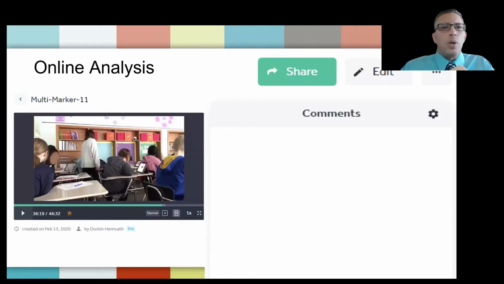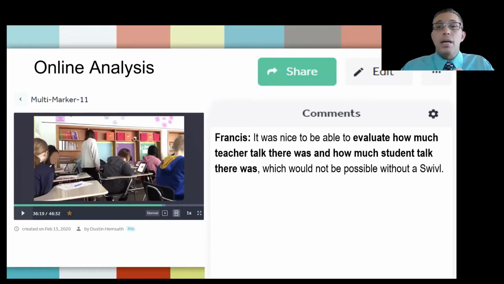Another situation was the use of the online tools, in which they gave some feedback to each other collaboratively. Francis liked how it evaluated how much teacher talk there was and how much student talk there was. This is a feature of Swivl that automatically calculates percentages of how much the teacher was talking versus how much the student was talking, but that is only compared to the main marker, which the teacher wears around their neck, and whatever input is coming into that is counted as teacher input. So if a student is heard, that would still count as the teacher input, right? So it's not an exact or accurate measurement, but it does show her a general idea of something that she appreciated and valued.